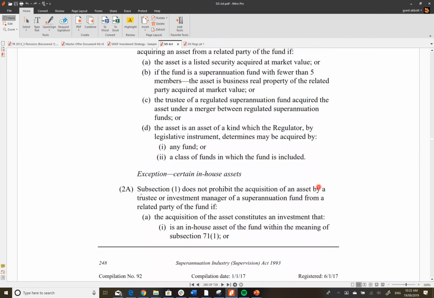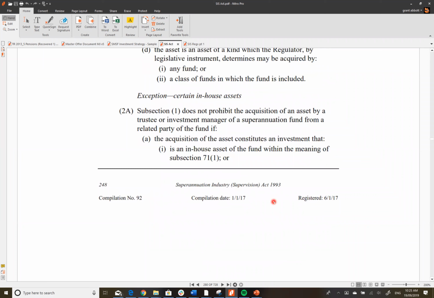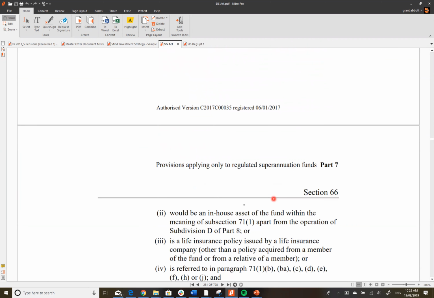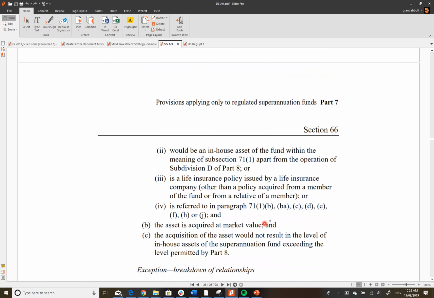Exception, let's have a look here. Subsection 2A, subsection 1 does not prohibit the acquisition of an asset by a trustee of a superannuation fund from a related party if the acquisition of the asset constitutes an investment that is an in-house asset of the fund within the meaning of Section 71 and would be an in-house asset of the fund within the meaning of subsection 1, apart from the operation of this, and the asset is acquired at market value. And the acquisition of the asset would not result in the level of in-house assets of the super fund exceeding the level permitted, which is 5%.